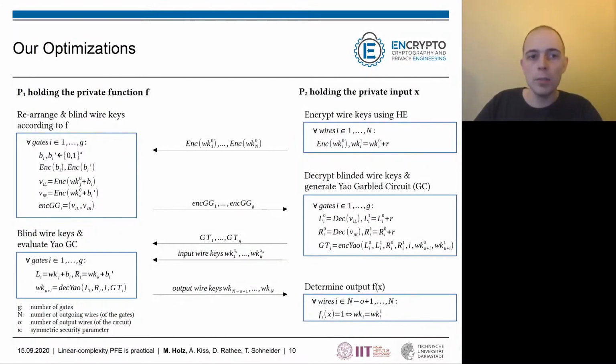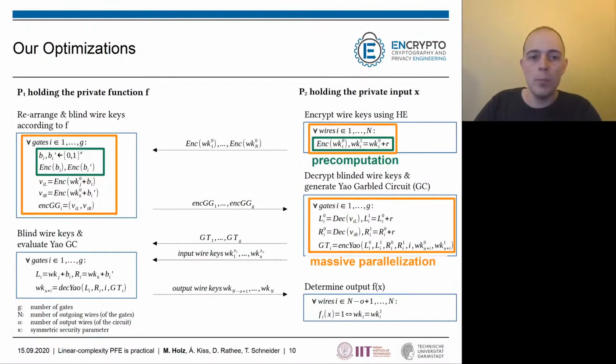And for this protocol, we applied some optimizations. Our first optimization is some pre-computation of the encryption of the wire keys. Since this is one of the most compute-intense parts of the protocol, all these encryptions of the wire keys and the encryptions of the blinding values can be done in advance in an offline phase, and thereby the communication and computation in the offline phase is drastically reduced.